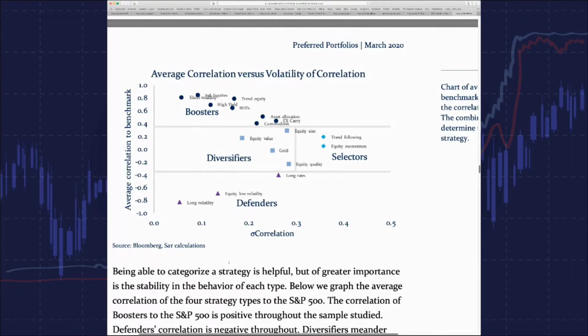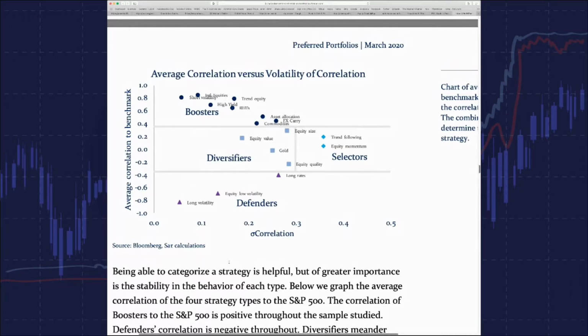And so the classification system was based on the x-axis, which is the volatility of the correlation, meaning, if something never moves with the S&P, not only is the average correlation over time very low, but the standard deviation of that correlation will be low too.